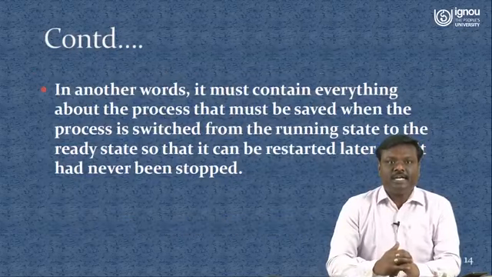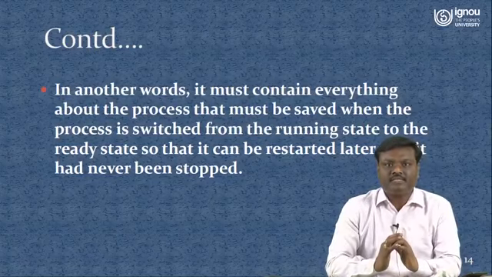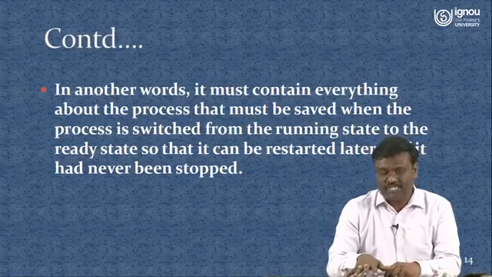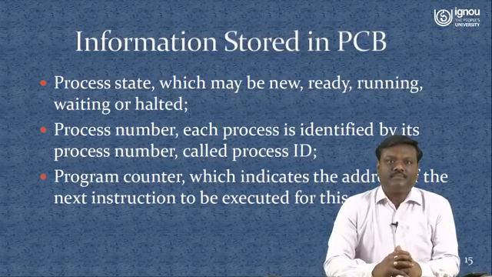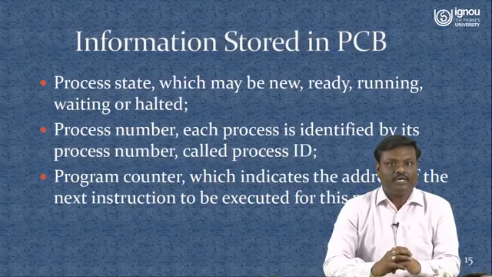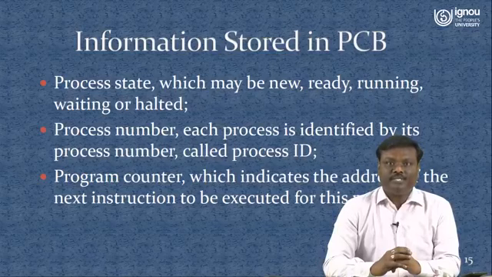So in other words, it must contain everything about the process. The complete status of the process needs to be stored somewhere. So that is called a process control block. Let us see what all the PCB contains. First of all, the PCB contains the process state, which may be new, ready, running, wait or halted. So any of these 5 states will be stored in the PCB.